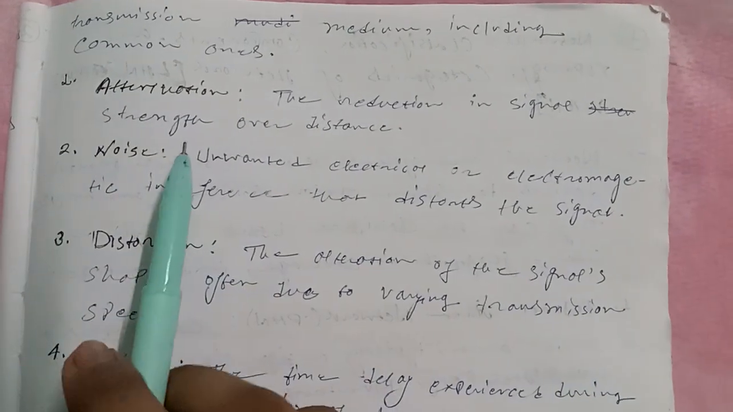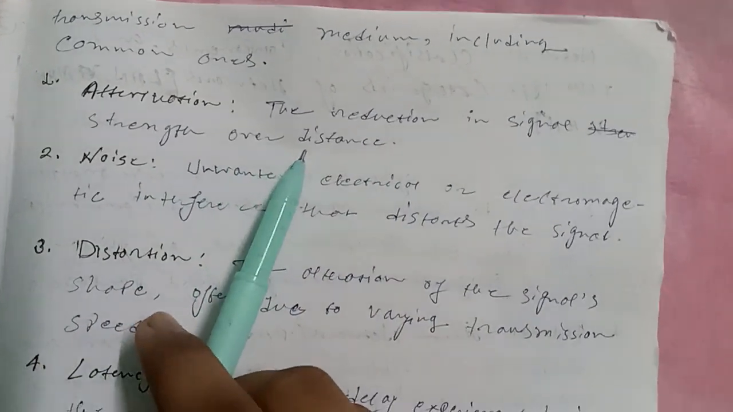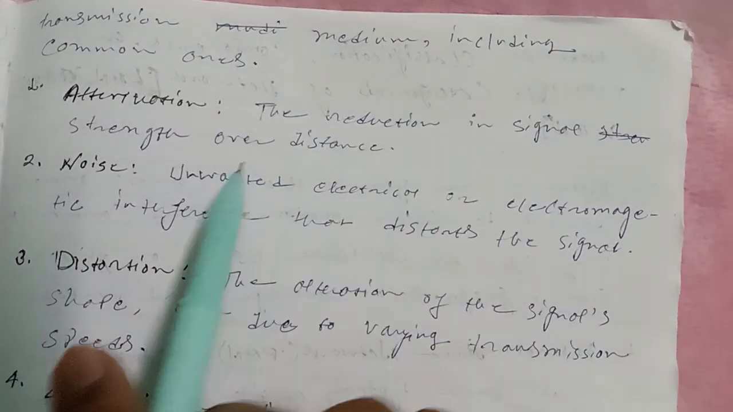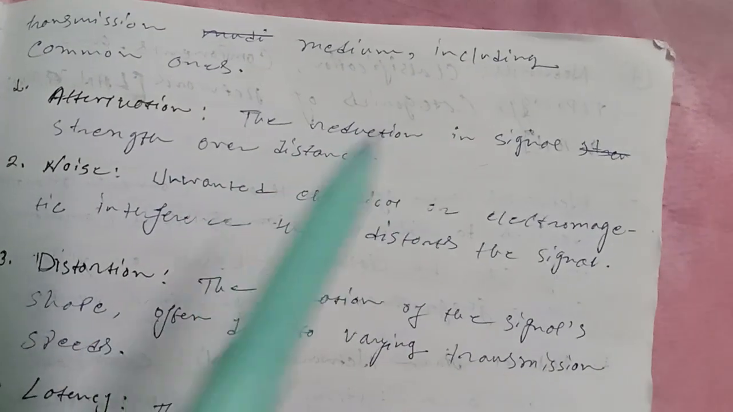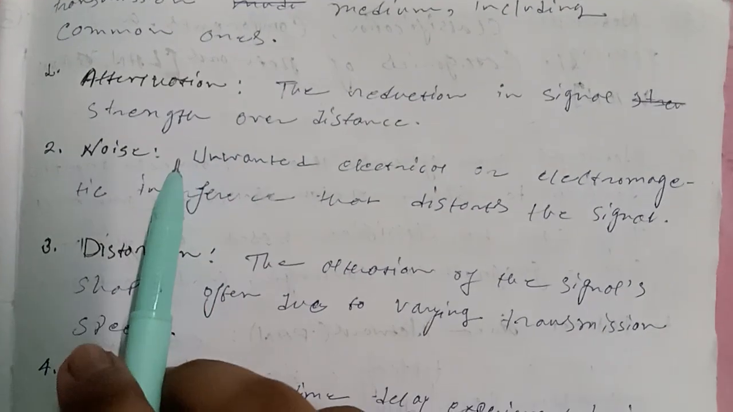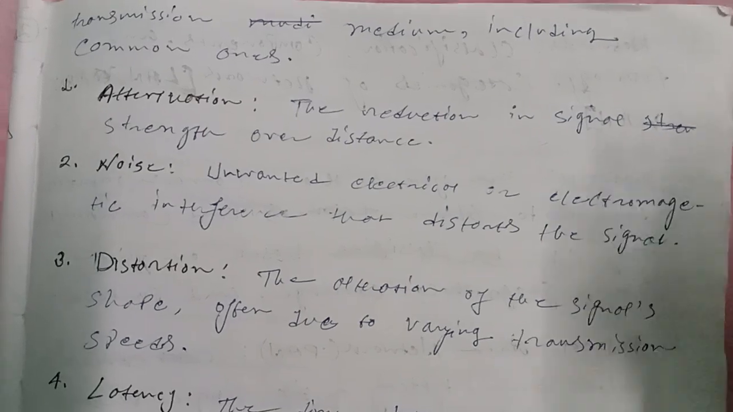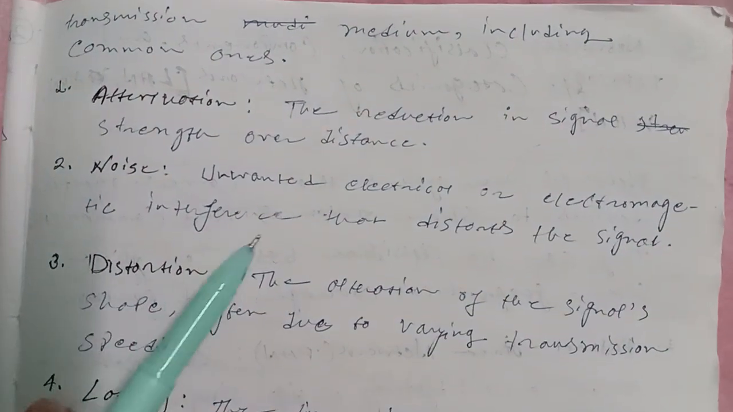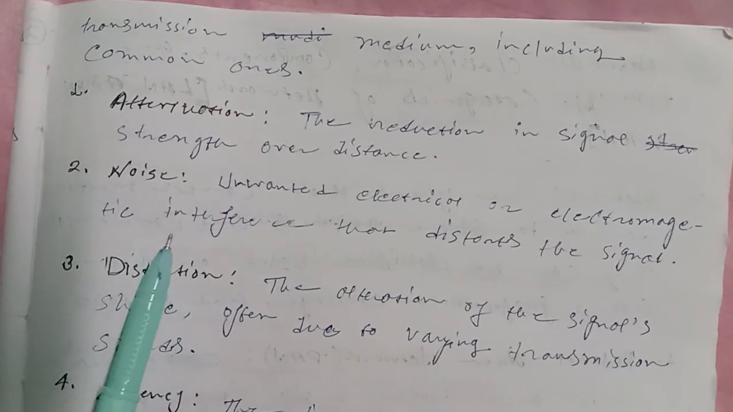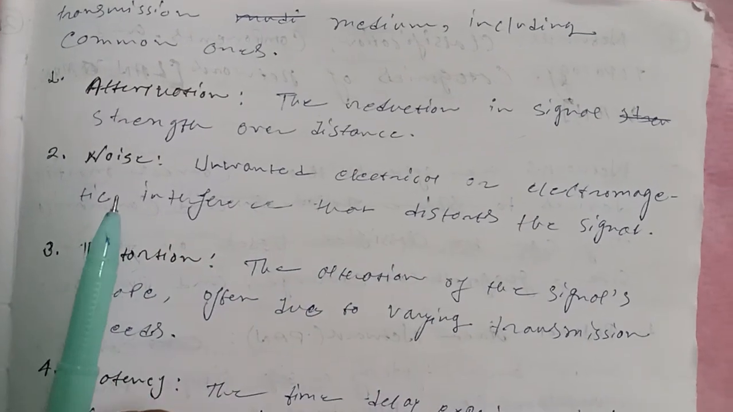First one is attenuation, the reduction in signal strength over distance. Due to long distance, we can see a reduction in the signal strength. This is called attenuation. It's one of the impairments in the transmission media. Second one is noise, the unwanted background noise that can interrupt the data flowing. That is, unwanted electrical or electromagnetic interference that distorts the signal. This is known as noise.